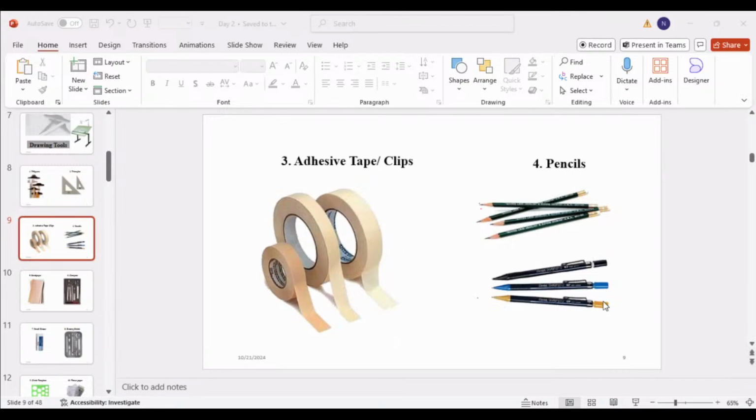And we use different types of pencils. Okay, there are for specific thicknesses like 2B or 2HB, likewise. There are different types of thicknesses. Okay, so we'll use a pencil set with different types of thicknesses and for the drawing. Okay, so adhesive tape or clips are used to keep your drawing to the table, and the pencil is used for the drawing. Okay.